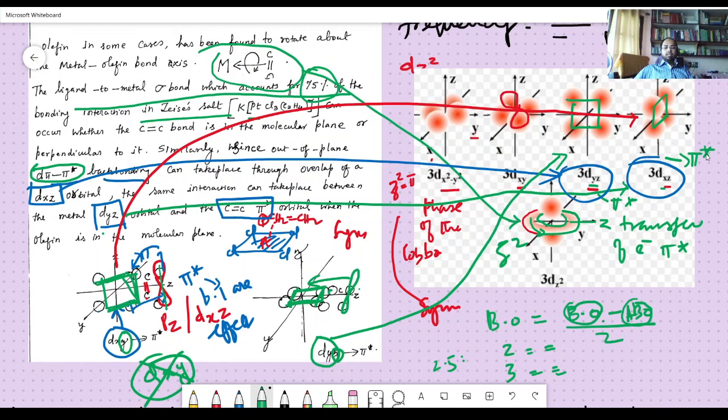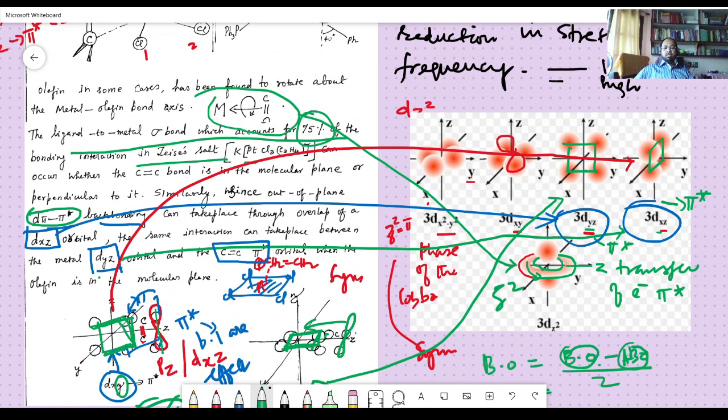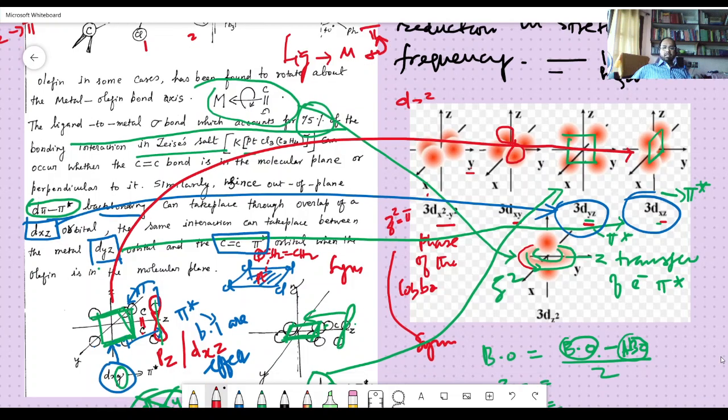So the Dewar-Chatt-Duncanson model is actually a representation of a synergic relation between ligand to metal sigma bonding and metal to ligand pi back bonding. Ligand to metal sigma, metal to ligand pi. Electron transfer. Okay, so we'll stop with this and we'll go to the next session.